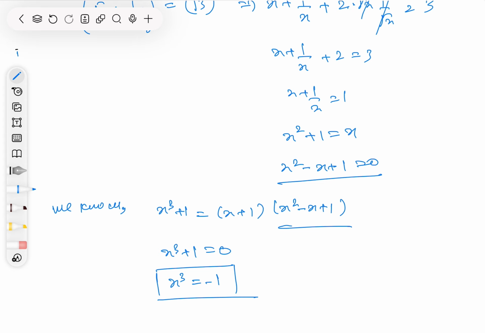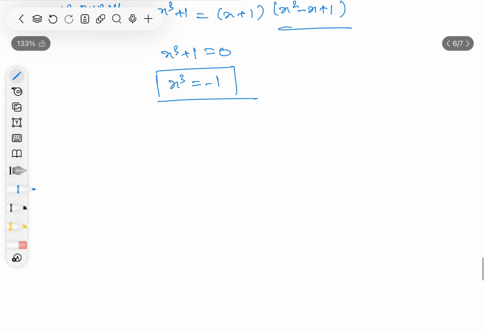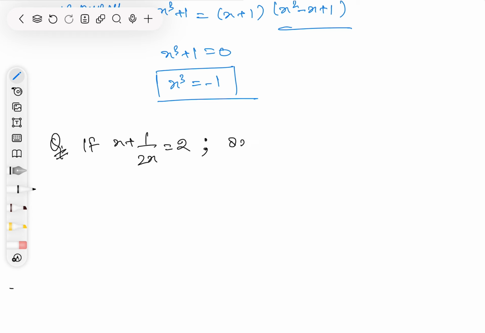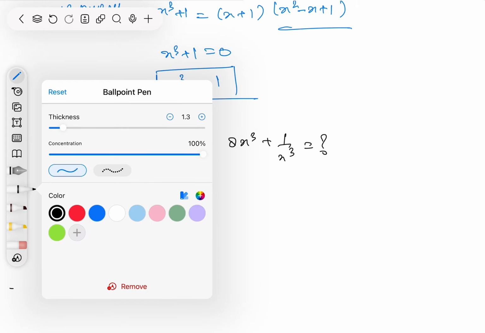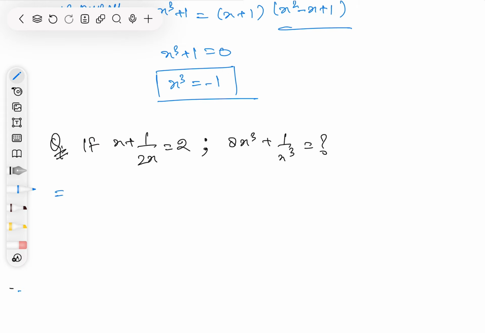Hope this is very clear. Let's try to move forward and solve a question. Let's say you're given x plus 1 by 2x is 2, then find out 8x cube plus 1 by x cube. So pause the video and try to solve this. Let's see the solution.